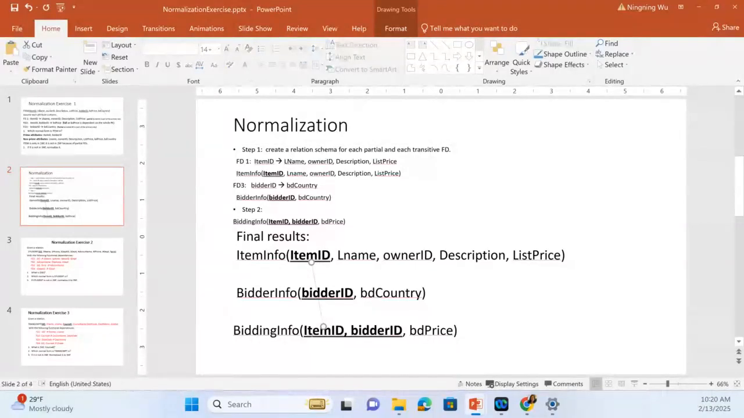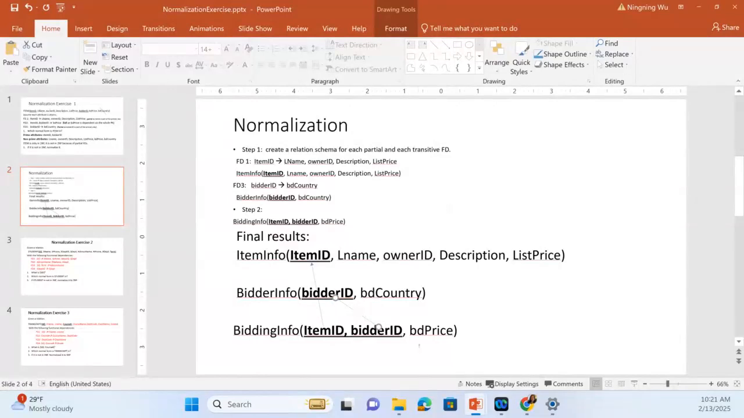Once again, for the bidding info relation, we have both attributes underlined, which indicates those 2 attributes together are the primary key. So item ID alone is not a key, okay? But the item ID in the item info is a key. That's why item ID in the bidding info table is a foreign key referencing the item ID of the item info. The second one is that the bidder ID of the bidding info table is a foreign key referencing the bidder ID of the bidder info.